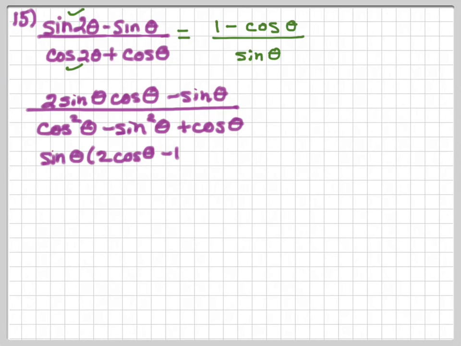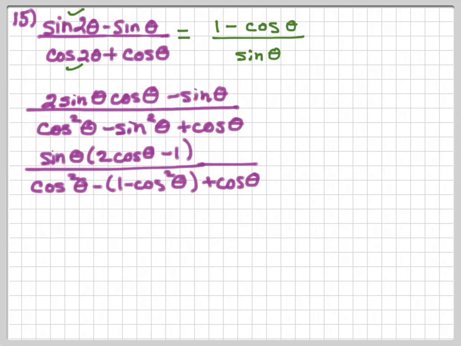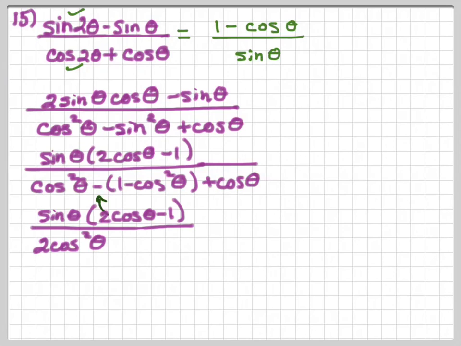Okay, so now this turns into, when I factor out my sine theta, sine theta times 2 cosine theta minus 1. And in the bottom, I'm going to change my sine squared theta to 1 minus cosine squared theta. Be careful of the negative sign that's in front of it, that you don't lose sight of that. So this is going to be sine theta times 2 cosine theta minus 1, once again just copying that down. And the bottom will now become 2 cosine squared theta minus 1 plus cosine theta.